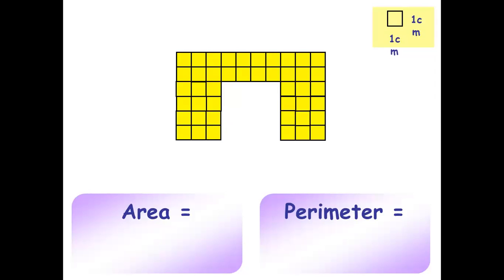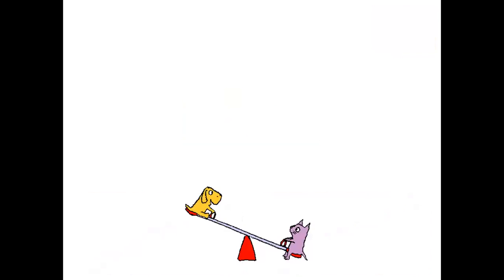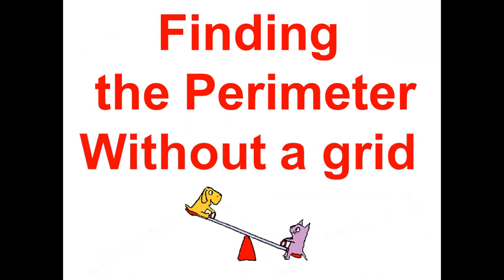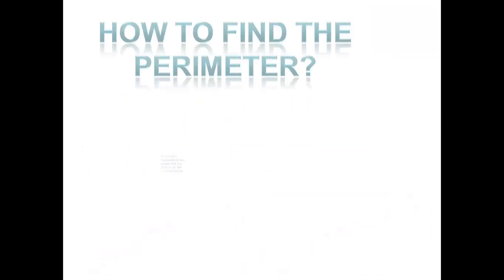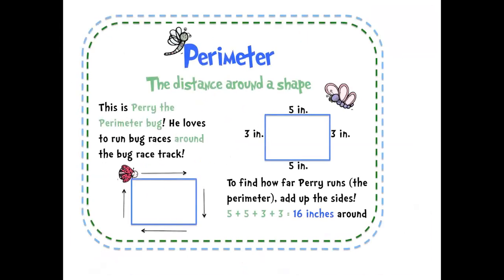This is another compound shape. We will count from inside. The same, I'm going to count from inside and then count from outside. Now, finding the perimeter without a grid. To find the perimeter of any shape, find the sum of all the outer sides, as we said. If I have a rectangle like this, I'm going to add all the outer sides together.